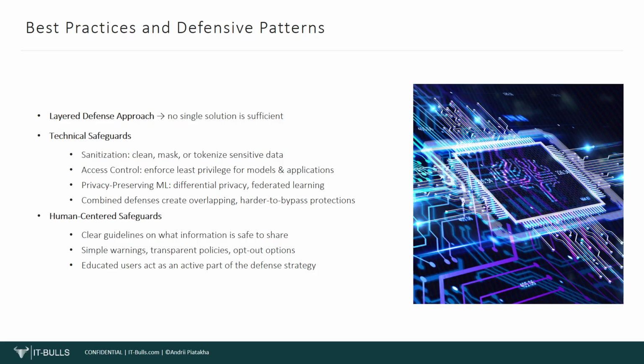The second layer is human-centered defense, which comes from establishing clear user-facing guidelines. Users must understand what kind of information is safe to share and what must never be entered into an LLM. Simple warnings, transparent terms of use, and opt-out policies go a long way toward preventing accidental disclosures. By setting expectations clearly, organizations empower users to be an active part of the defense strategy.